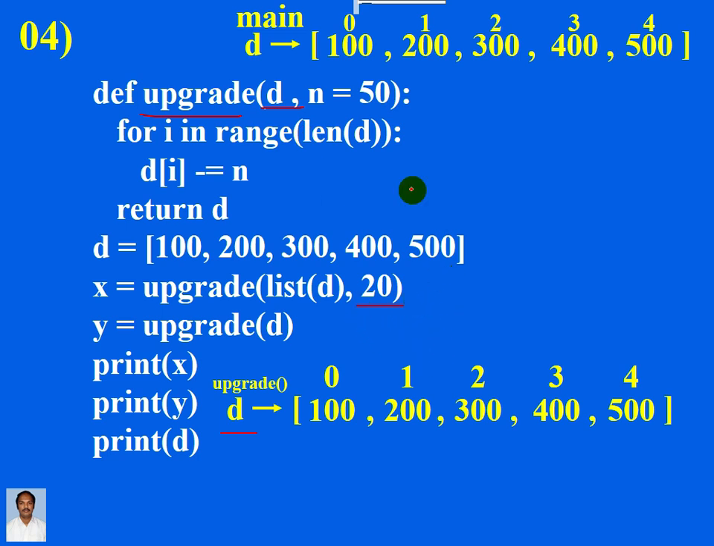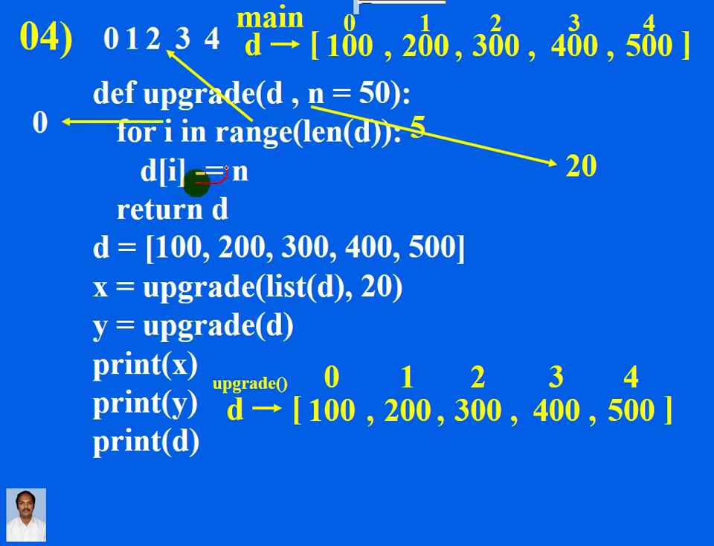Now the second argument is passed to second parameter n. Since the second argument is there, the default value is meaningless. So here 20 is passed to parameter n. Now length of d. How many elements are there in d? 5 elements are there. So here you get 5. Range 5. 5 is taken as the second argument. By default the first argument is 0. So this is range 0, 5. You get 0 to 4. i takes the initial value 0.